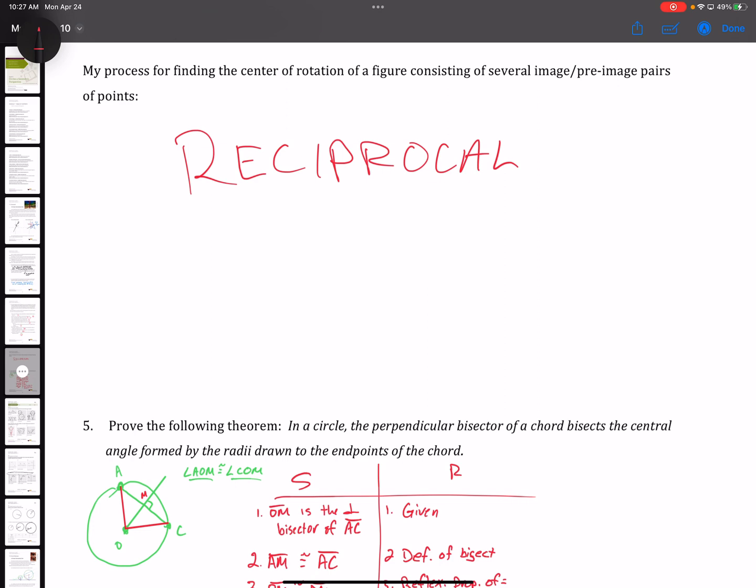Okay, then you have to draw the perpendicular line, right? And repeat that whole process for 2 more points, or for another set of corresponding points. Repeat the process for another set of corresponding points.